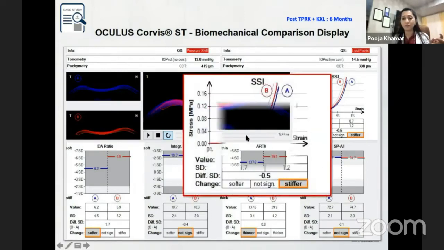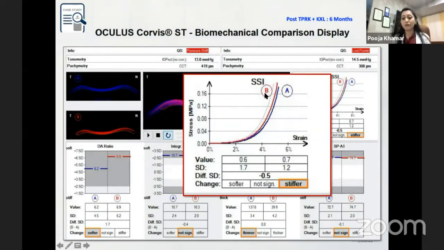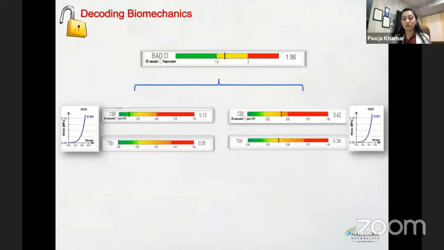This parameter is important because you can compare two visits and see whether the cornea has become softer, whether there is no change, or whether the cornea has become stiffer. So the corneal biomechanical comparison displays just like our Pentacam, and it gives you a lot of information. So now let's come to the case scenarios.